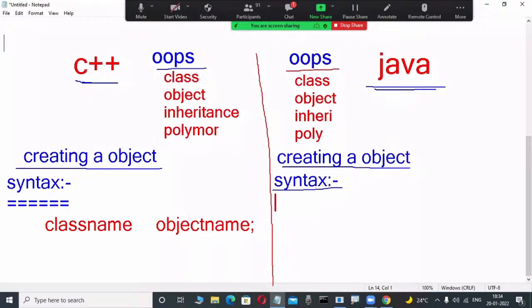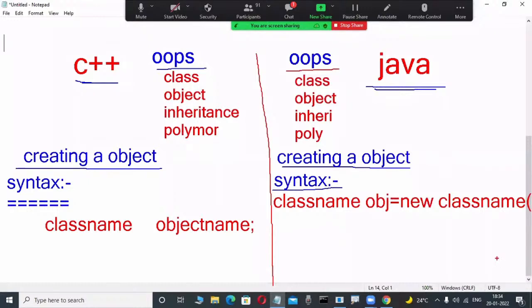Now some fellows are telling correct: class name, object name is equal to new class constructor. Is some other syntax there or not? Yes, observe here. That's why these two languages are syntactically different. Syntactically different, but conceptually the OOP concepts are the same. And the functions are also totally different.